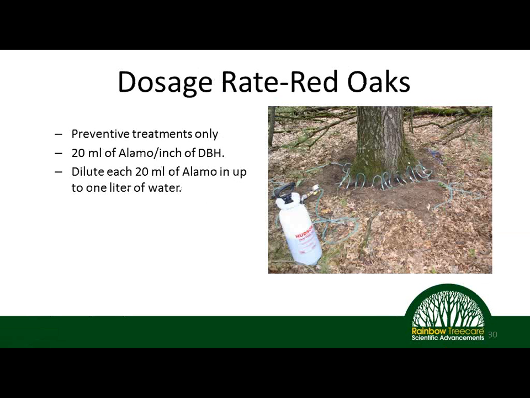So, dosage rates with Alamo for red oaks, again, preventative treatments only, and we recommend the highest dosage rate when treating red oaks, which is 20 milliliters of Alamo per inch of DBH. And when treating oaks in the Midwest, we always recommend diluting that in 1 liter of water. One important aspect of Alamo fungicide treatments, if you can, and in some cases in Texas this might be a little bit more challenging, is that we always recommend treating Alamo using that 1 liter of water per inch. Don't skimp on the water, because when you do that, you can compromise the distribution of the fungicide when you're making your applications.